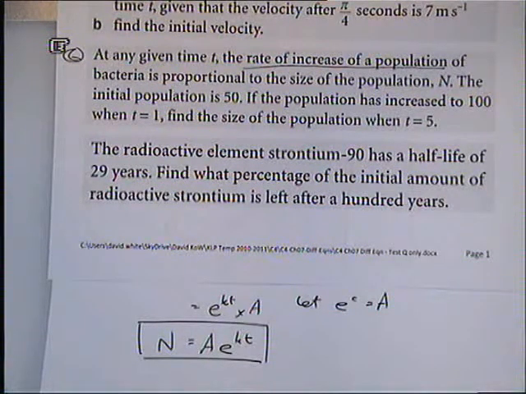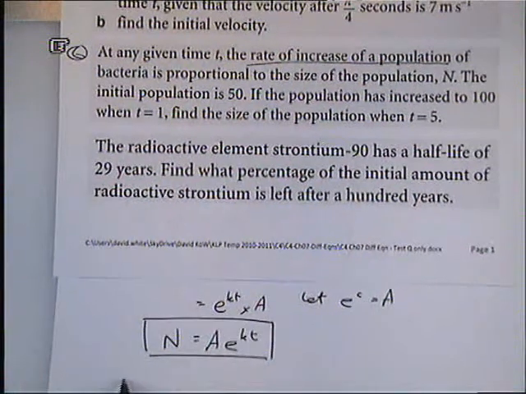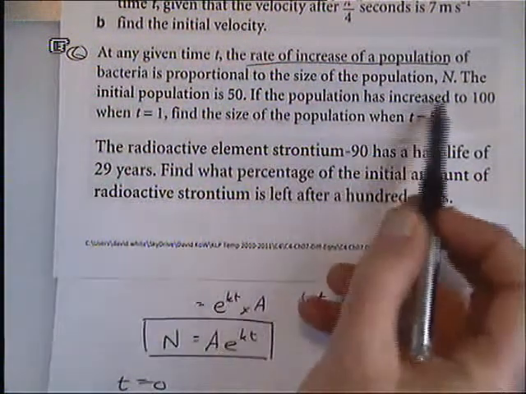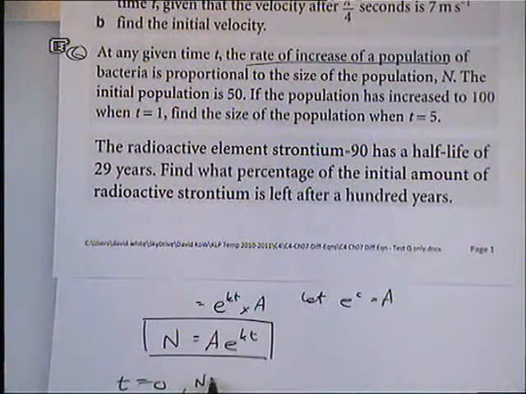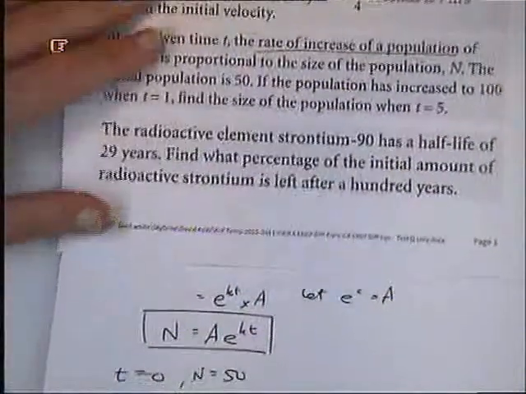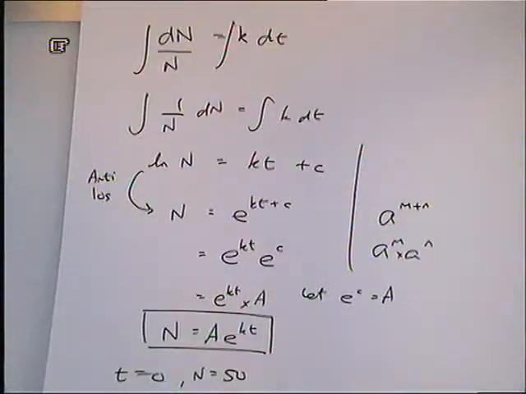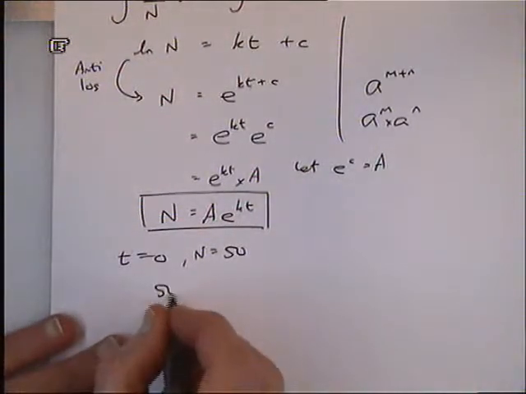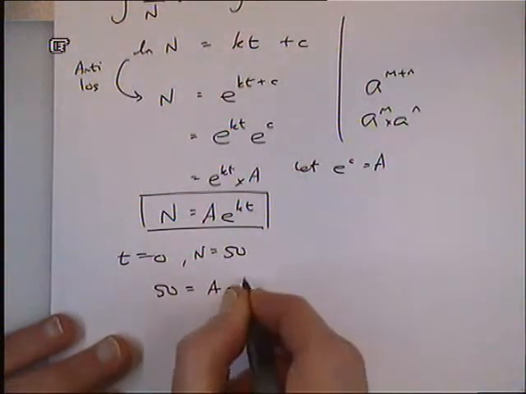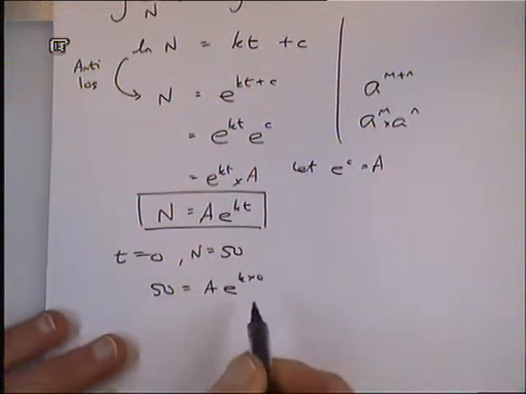What is t? 0. The initial population means t is 0, and it said the initial population is 50. So that means big N is 50 when t is 0. So if we substitute that in, we get 50 equals a e to the k times t, with t equal to 0.